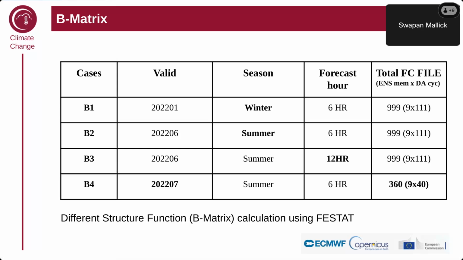Similarly, B2 is for the summer season, June 2022, and also uses the 6 hour forecast. B3 and B4 are also summer season, but the month is different and the forecast hour is different, which I highlighted in bold letters. B3 uses a 12 hour forecast, and B4 is for July 2022. The total number of forecast files is very small, 360, to calculate the B structure function.